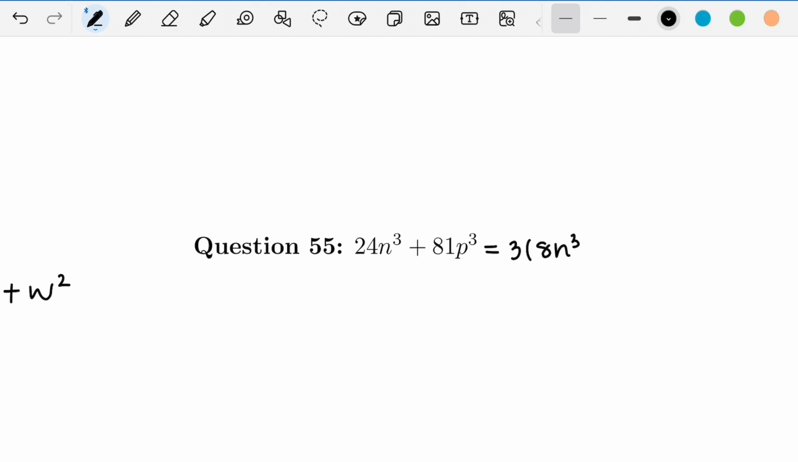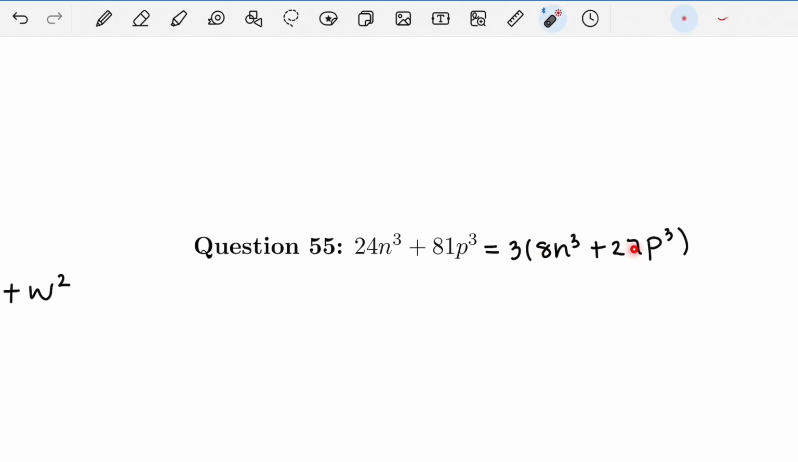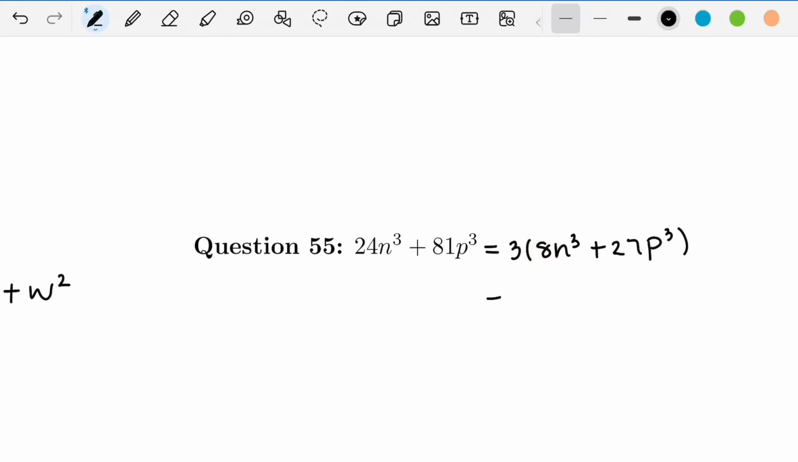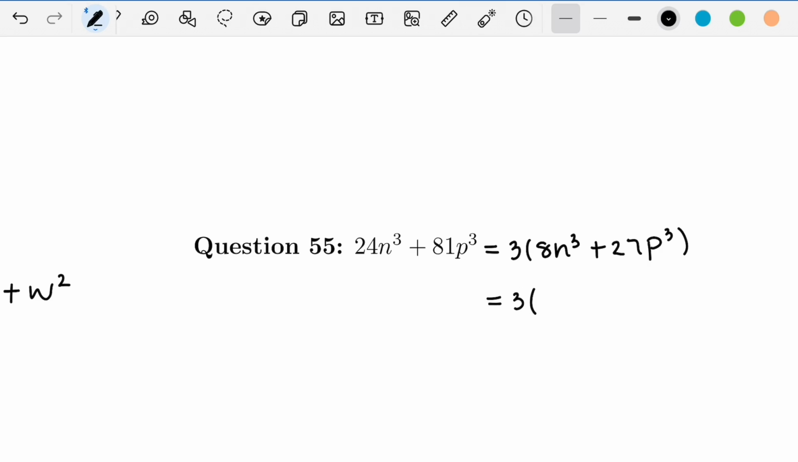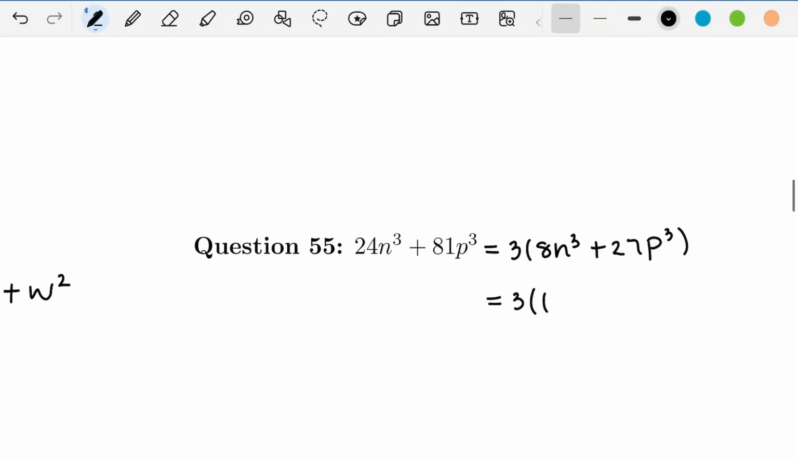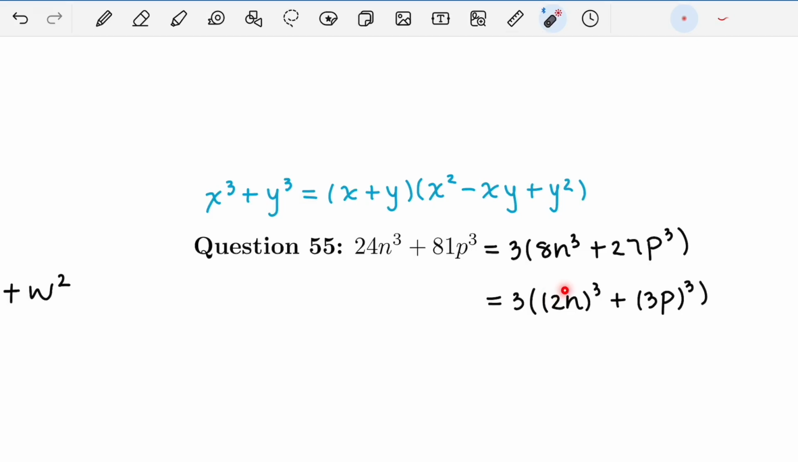We're left with on the inside, 8n cubed as our first term, plus 27p cubed. Now notice we're left with 8 and 27 as the coefficients of these two terms, and those are perfect cubes. So the inside of our parentheses here can be rewritten as 2n cubed plus 3p cubed. So now notice the polynomial on the inside of our parentheses is going to be the sum of two cubed terms. So I have the form for our sum of cubes here. In order to factor this, we're going to follow this form here.